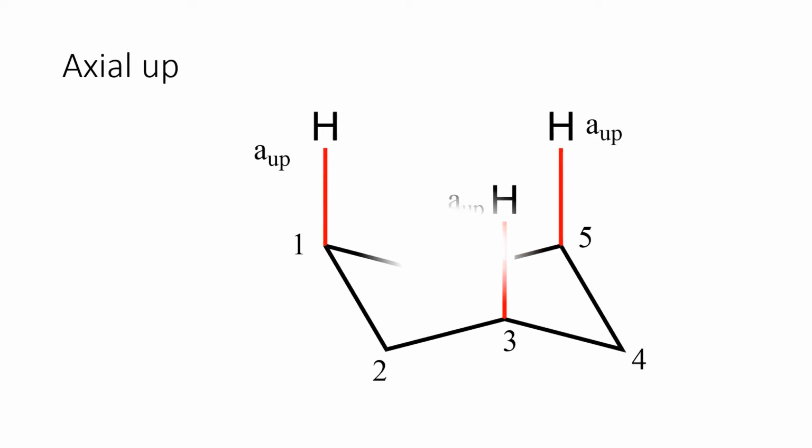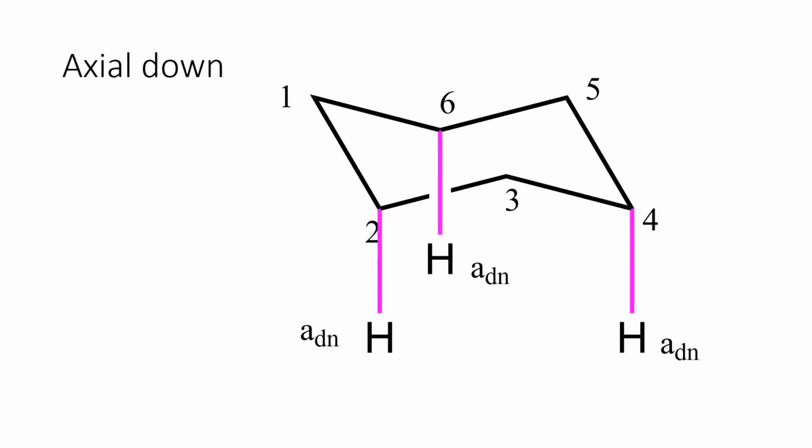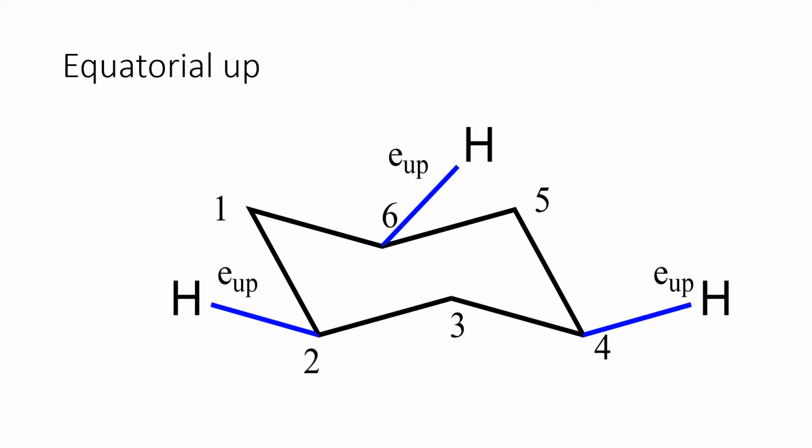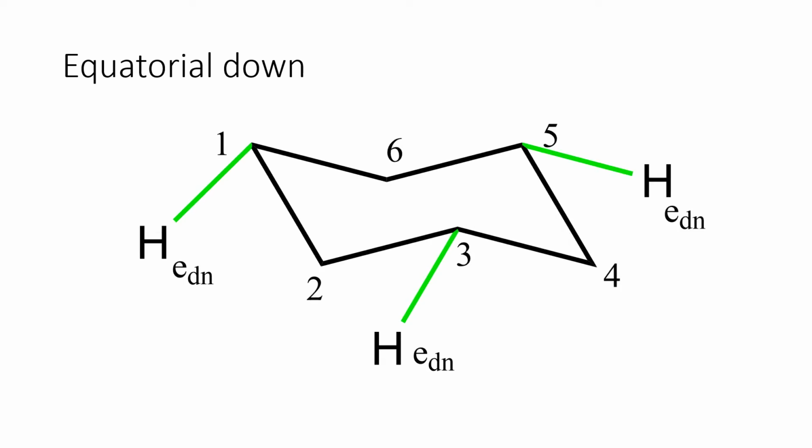So when we look at the axial and the equatorial bonds, each and every carbon has an axial as well as an equatorial bond. For example, if we look at the axial up, carbons 1, 3 and 5 have axial up. These are the 3 carbons which have axial up. Likewise, the axial down will be present on 2, 4 and 6. Then coming to the equatorial up, they are present on 2, 4 and 6. The same way equatorial down will be present on 1, 3 and 5.